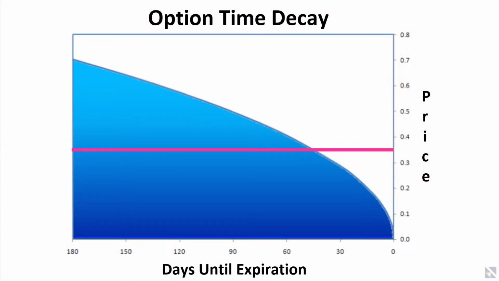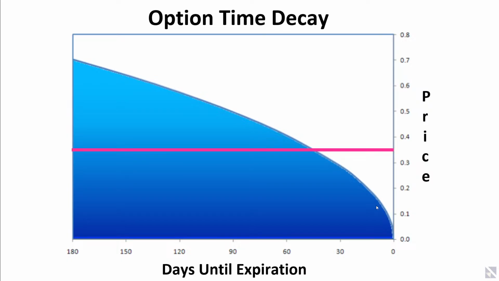Here's what you see happens to the price of an option in relation to the number of days until expiration. Notice over 180 days in the corner, it took 135 days, right where my arrow's pointing, and that option lost half of its value. But in the last 45 days in this section, it lost the remaining 50%. The decay of that option, the losing of its value, became exponential.